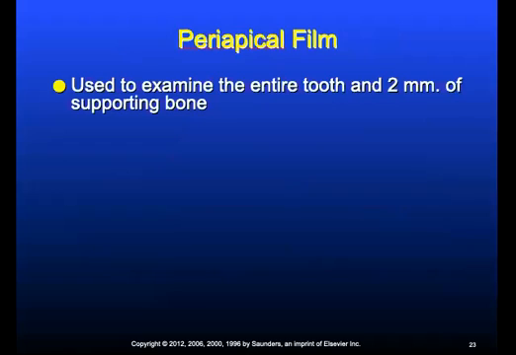So there are 3 types of intraoral film types. We have our periapical film, our bite wing film, and occlusal film. Our periapical film is used to examine the entire tooth and about 2 millimeters of supporting bone. The term periapical is derived from the Greek word peri, which means around, and the Latin word apex, referring to the terminal end, or the root portion of the tooth root. This type of film shows the tip of the root and surrounding structures as well as the crown. So when you take your periapical film, it's very important that it shows at least 2 millimeters above the apex of the tooth you're taking a picture of.